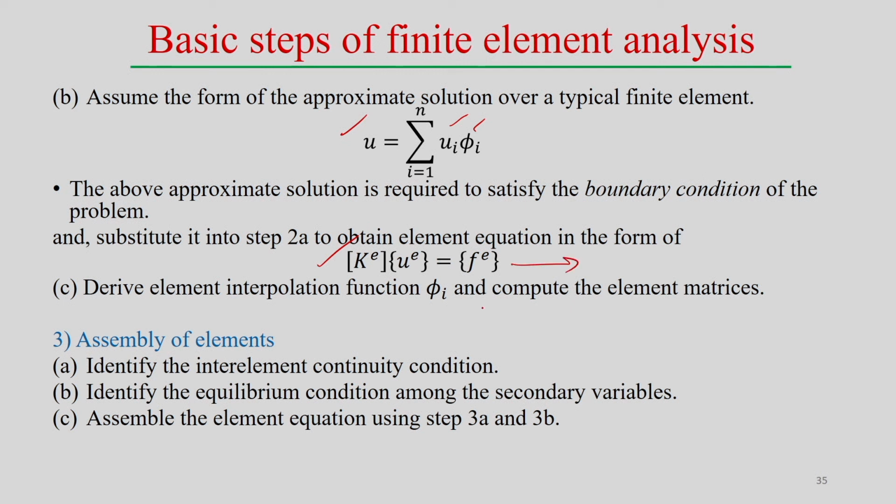In a stress analysis model, for example, we can form the stiffness matrix for a particular element, use the displacement field, and F is the load vector of this element. So the equation is Ax equal to B, and we can solve for x to get the variable at the node points. Once we form this elemental equation, we derive the elemental interpolation function phi_i, or shape function, and compute the elemental matrices. Elemental matrices we construct for one particular element.